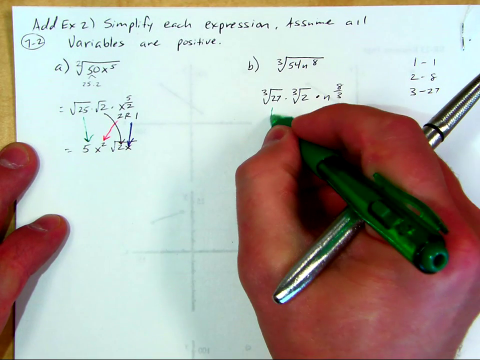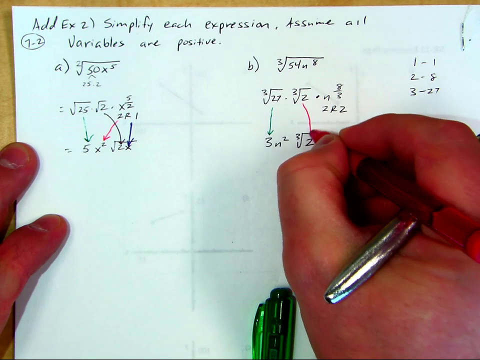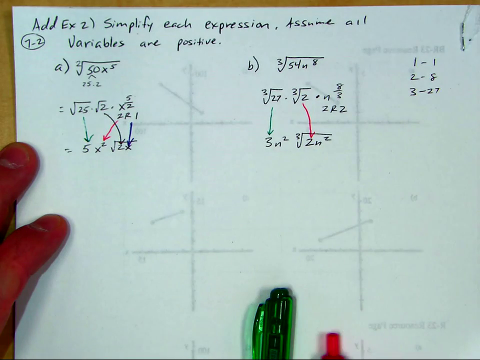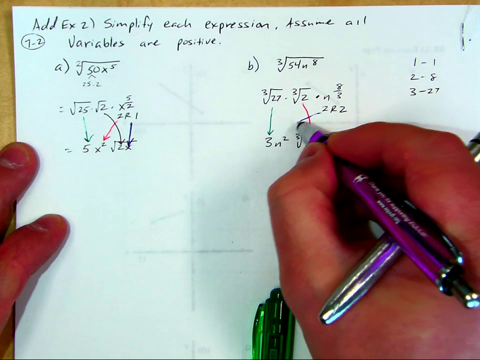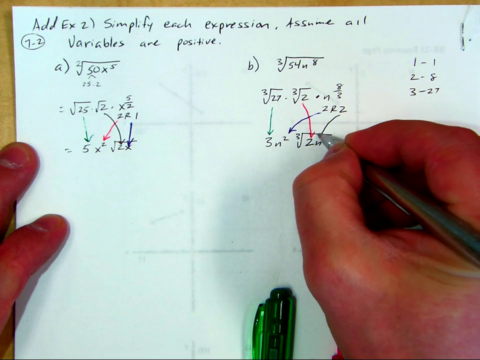Again, here comes some colors. The cube root of 27 is 3. Radical 2 goes right there. And then the 2 n's go right there. And then lastly, the 2 in the remainder stays under the radical.